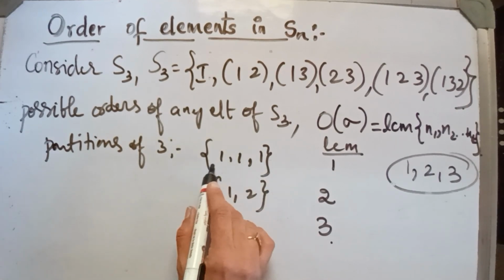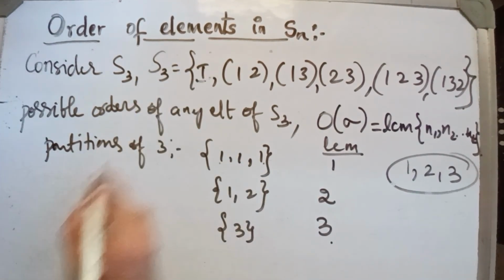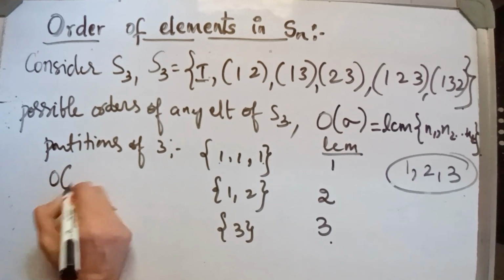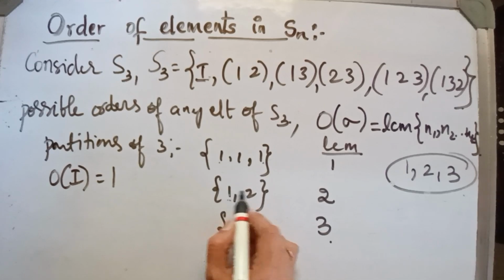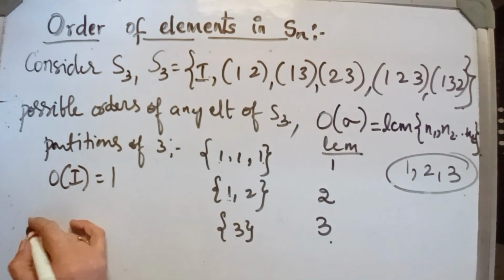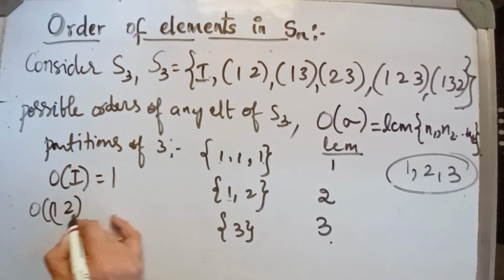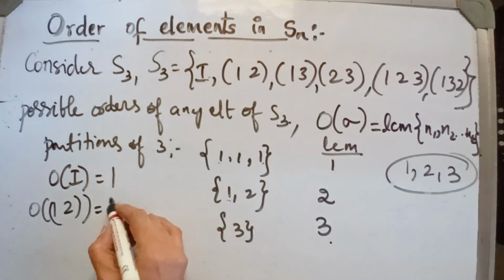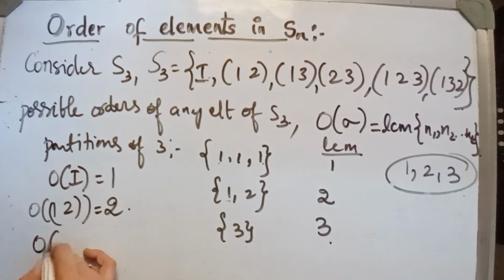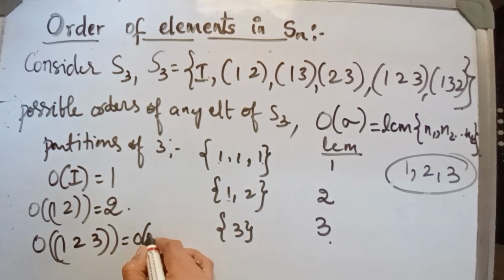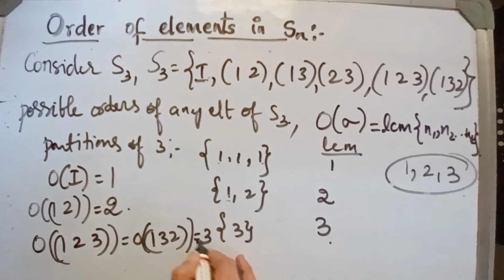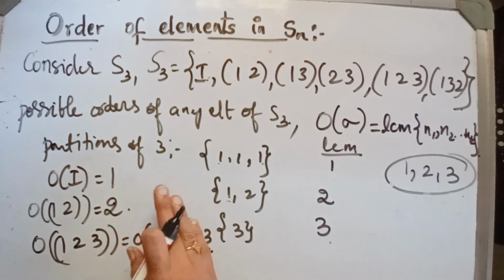Now, 1,1,1 is the cycle decomposition of the identity permutation. Therefore, the order of the identity permutation is always 1. Next, take up the cycle decomposition 1,2. That belongs to these three transpositions. Therefore, the order of (1 2), the order of (1 3), the order of (2 3) are all equal to 2. Next, the order of (1 2 3) as well as the order of (1 3 2) is equal to 3, because the cycle decomposition's LCM is 3. Therefore, this is how to get the order of elements in S3.